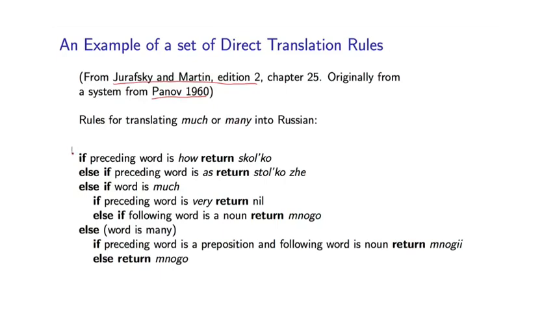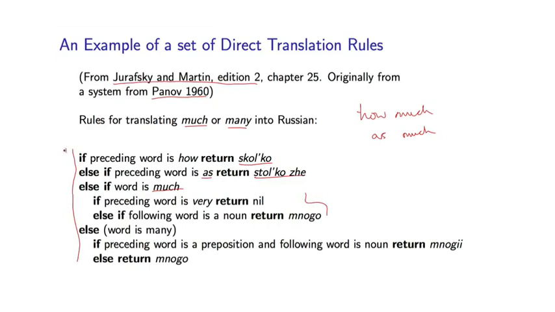You can imagine that some human has looked at a lot of example translations, or maybe just used their intuition about the two languages to derive a set of rules for how to perform this translation based on the surrounding context. These rules say that if the preceding word is how, so if you have how much, then you would translate one way. On the other hand, if the preceding word is as, so as much, you might translate a different way. Otherwise, if the word is much rather than many, you would go into some other rules, and so on and so on.